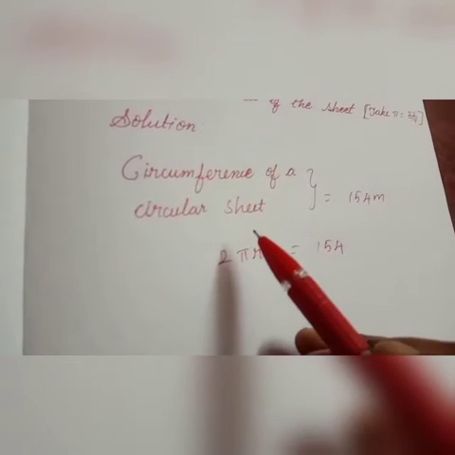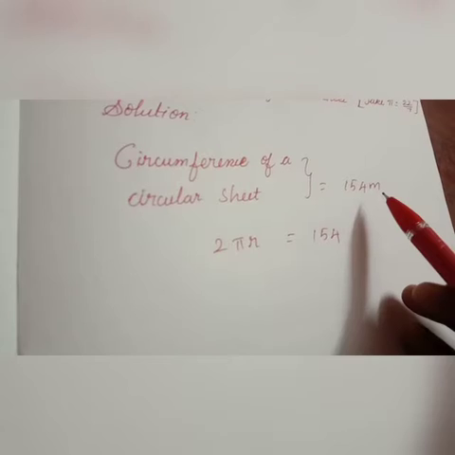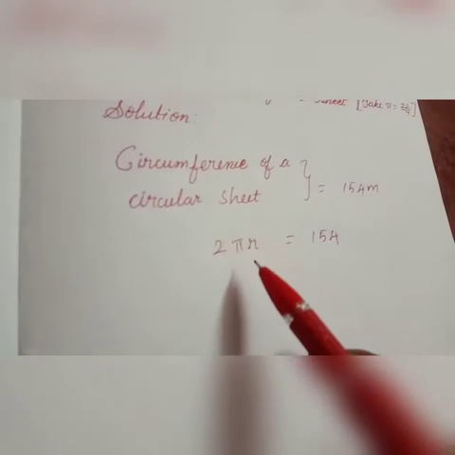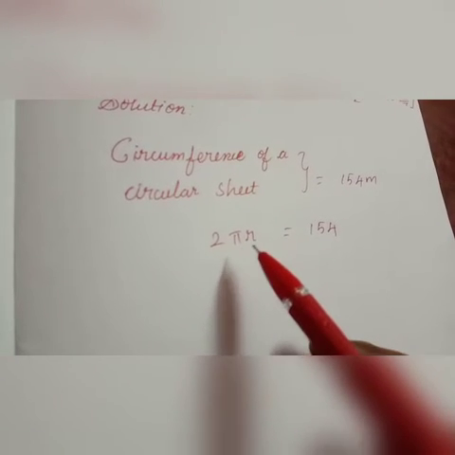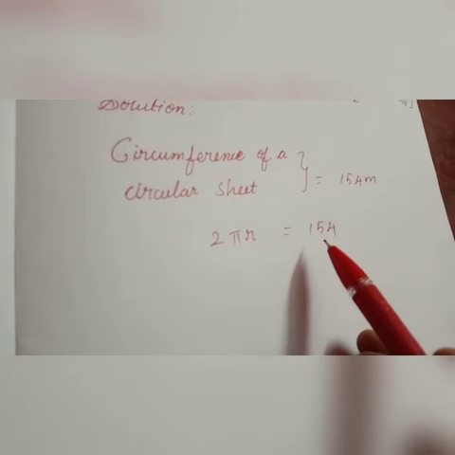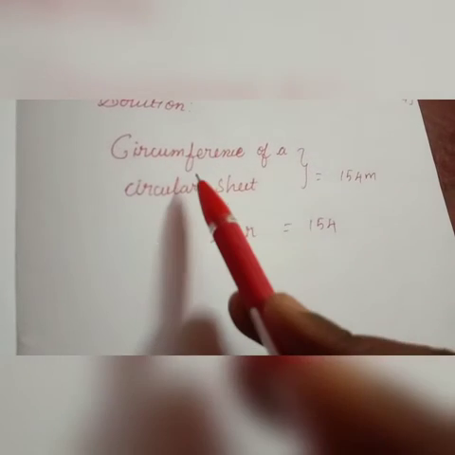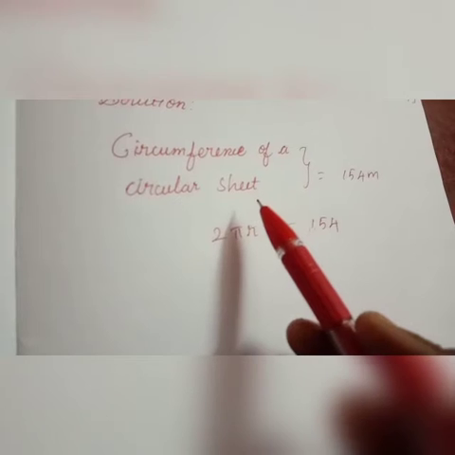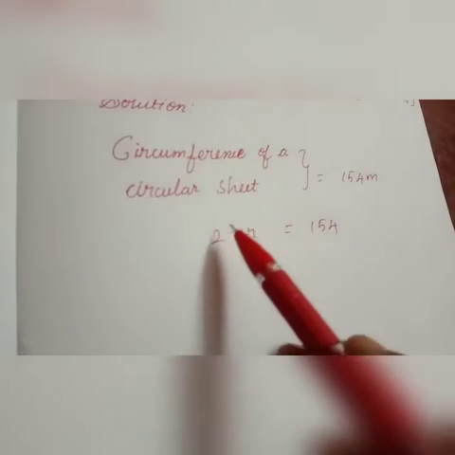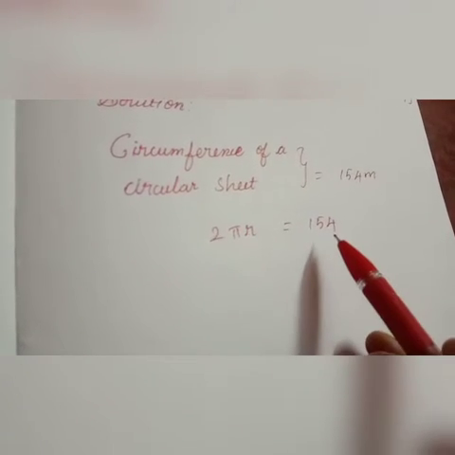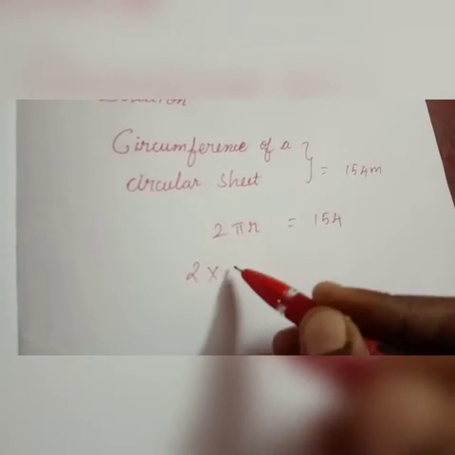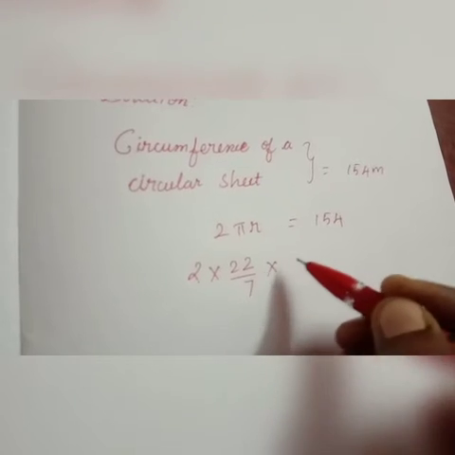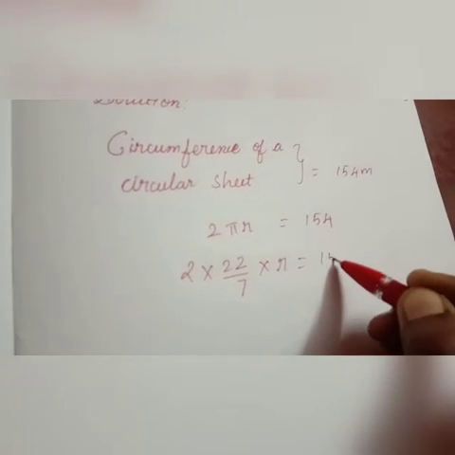Here the circumference of the circular sheet is 154 meter and we know the formula for the circumference of a circle. It is nothing but 2 pi r. We can equate this formula with 154. Why? Because this is the value of the circumference of the circular sheet and this is the formula for circumference of the circle. So I have equated here. Now we have to substitute pi as 22/7. r is unknown. We have to find r.